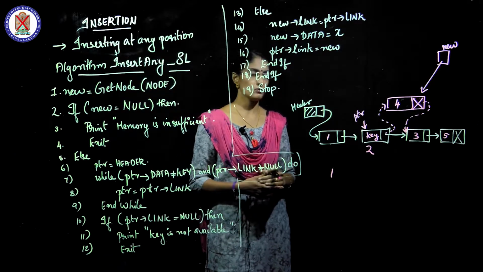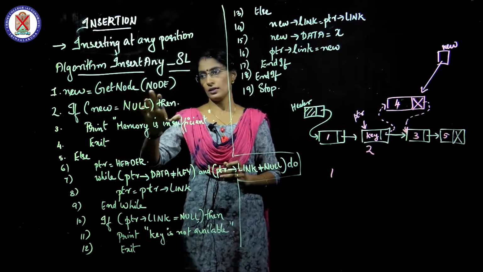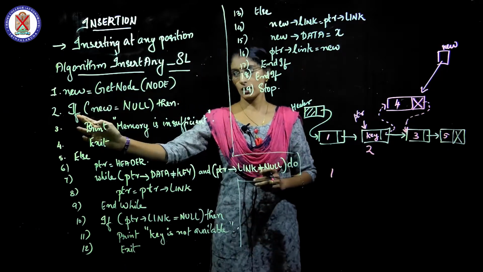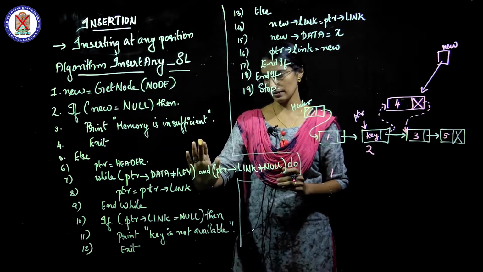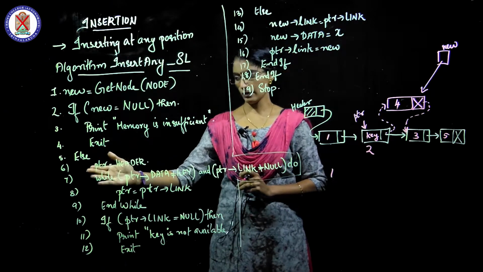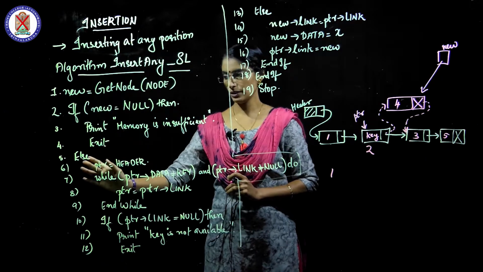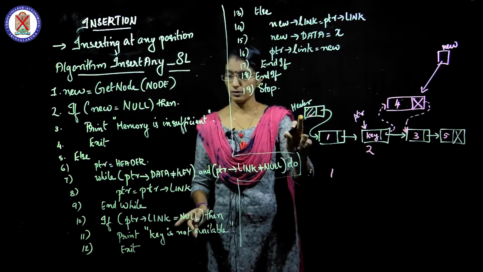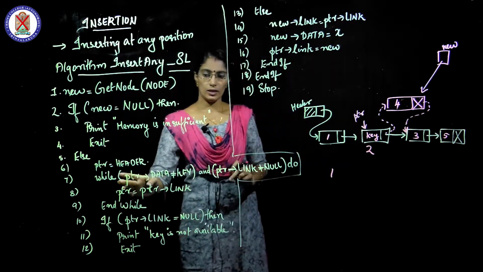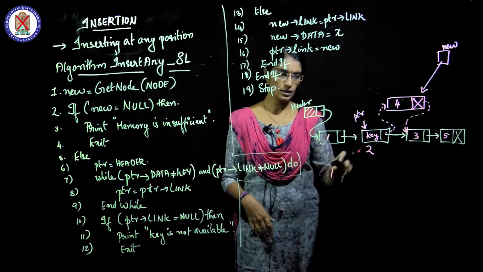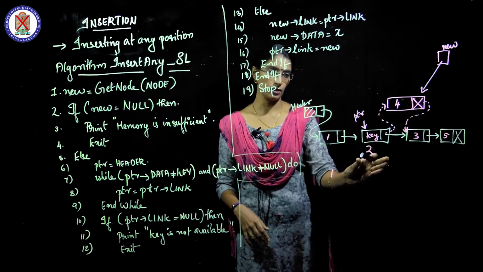As I said before, we have to start with the get node procedure. You have to get a new node, and that is known as new. If new is null, that means the memory is insufficient. If it is not, we have already received a new node with the name new, then we have to start from the header. Okay, now I said we have 2 factors here to be considered, and you have to reach the position, that is the data.